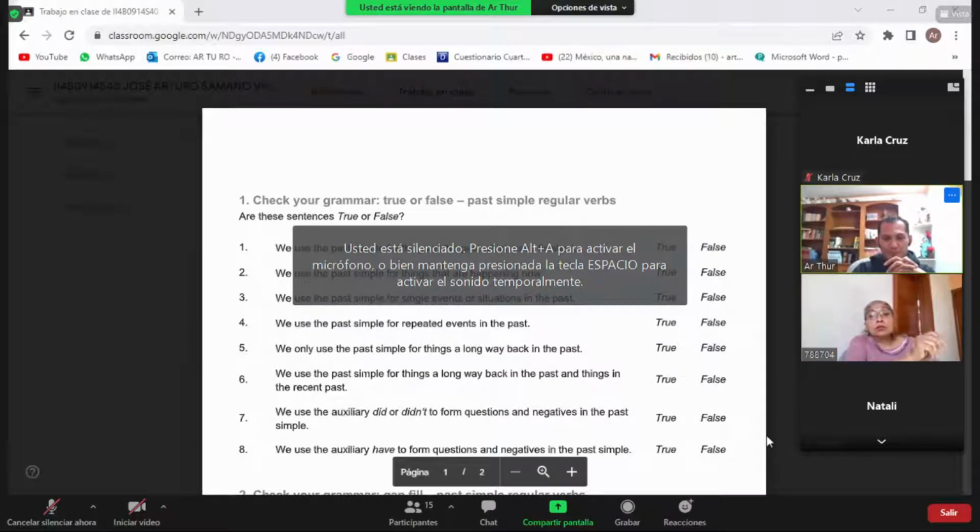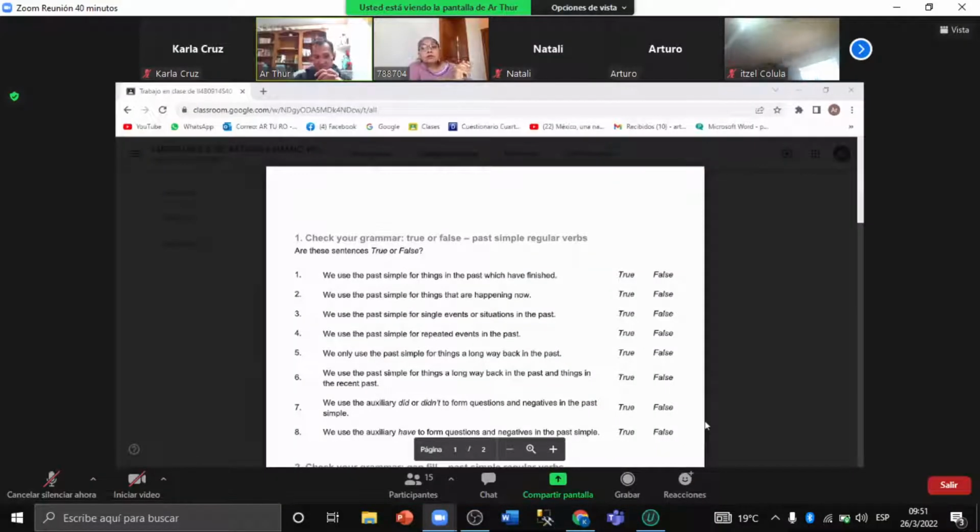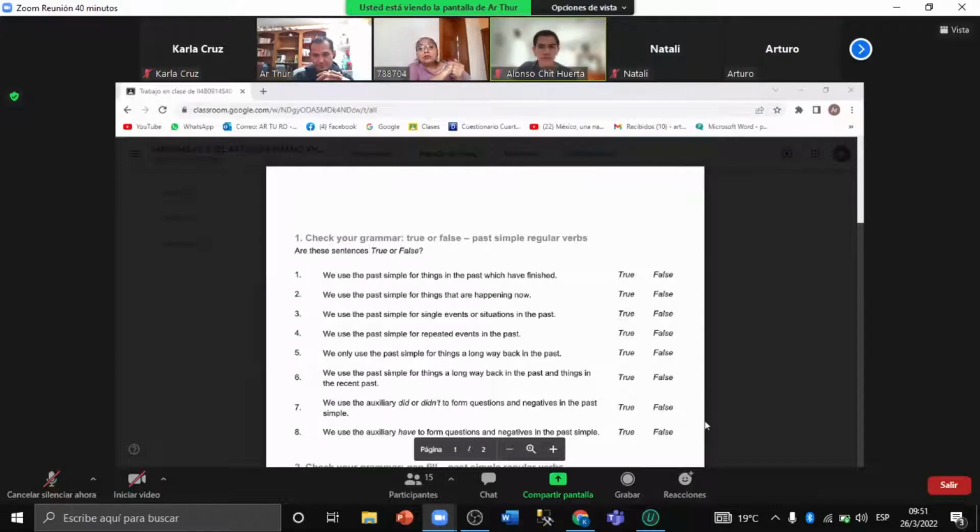We use the past simple for things that are happening now. False. Of course, this is the present continuous or present progressive. We use the past simple for single events or situations in the past. True. Of course, it's true. We use the past simple for repeated events in the past. True. Okay, with used to. I used to play, I used to swim.